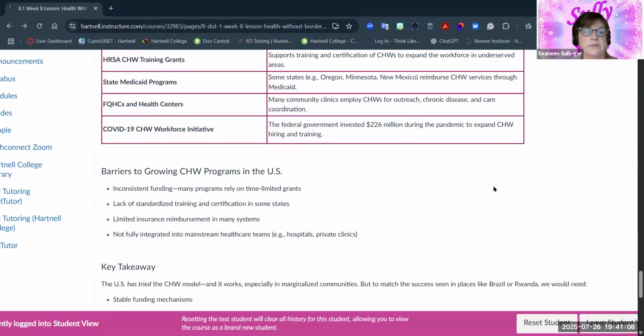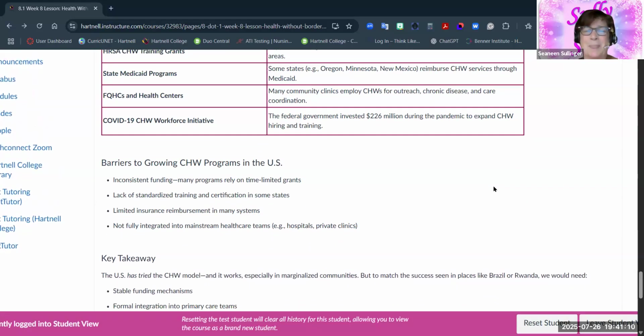And so what are barriers? Funding. It's always money. It's about the money. Inconsistent funding. It's time limited grants, right? And lack of standardized training and certifications, right? How do I know that you're competent and you're not? How do we know this? How do we measure that?